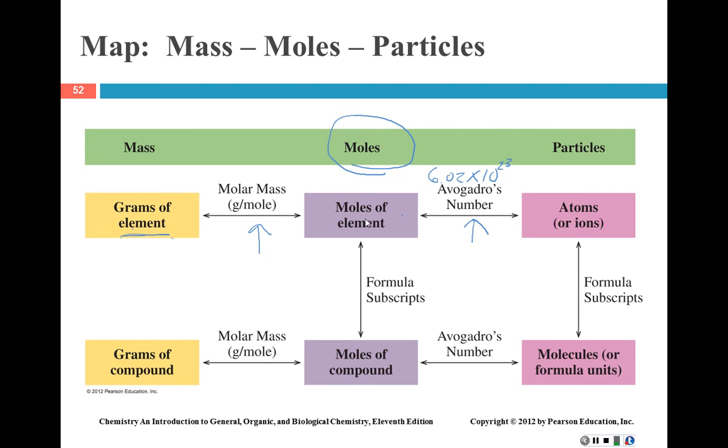Now, if you have a formula, moles of the elements, you just use those subscripts like we just did to get to moles of compounds. And then you could figure out grams of the compound, or like we're just calculating, or you could do molecules or formula units. And you remember the difference? Formula units are for what? Ionic compounds. And these are for what? Covalent molecules.